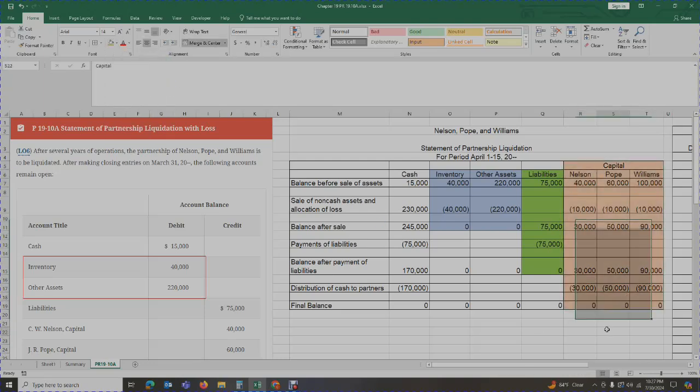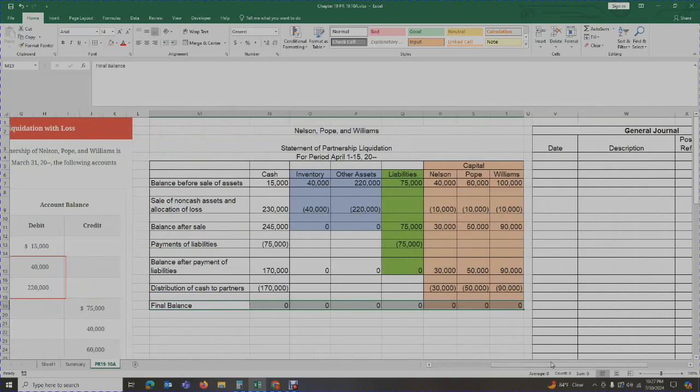Okay. So step 1, you zero out your non-cash assets. Step number 2, you distribute the loss or gain to your partners. Step 3, you close your liabilities. Step 4, you distribute your cash to your partners. Okay. At the end, your final balance should be all zeros. All of your accounts should have a 0 balance. Okay. So now we've already done everything that we need to do. The 4 steps have been completed.